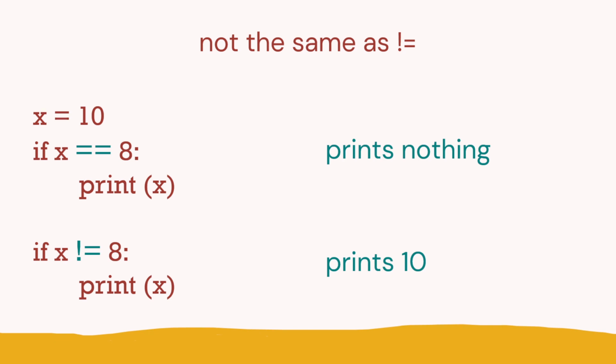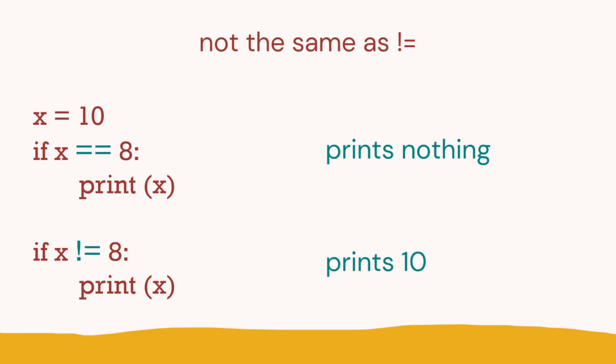Again, we've just changed the value of x to 10. So the first one, is x the same as 8? No, it's not. So that's not going to print anything. If x does not equal 8, print x. Well, x equals 10, so that will print 10. So we've got the same as and not the same as. 2 equal signs rather than 1.